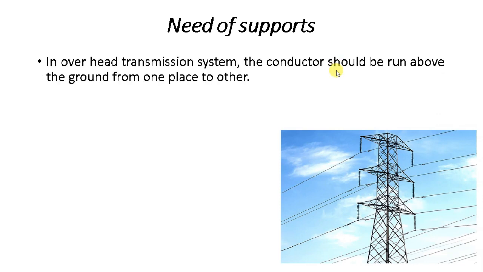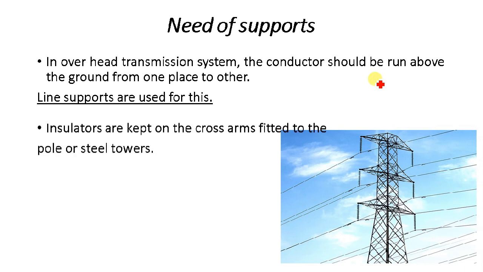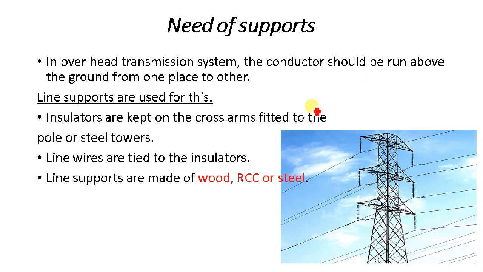So the first question is, what is the need of the supports? In an overhead transmission system, your conductor should run above the ground from one place to another with the help of line supports. Now we are using three kinds of line supports. The first one is wooden, which is generally used in distribution systems, then RCC and steel.